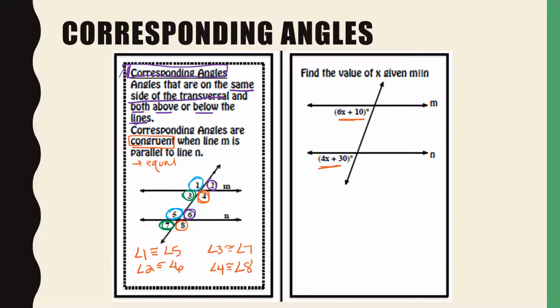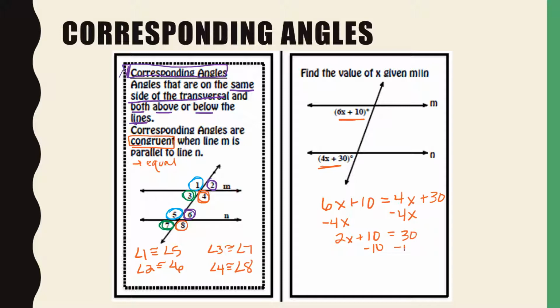So when I go and write an equation, I'd write 6x plus 10. How do corresponding angles relate? Well, they're congruent. So that means they are equal. So equals 4x plus 30. Let's subtract 4x from both sides. 2x plus 10 equals 30.